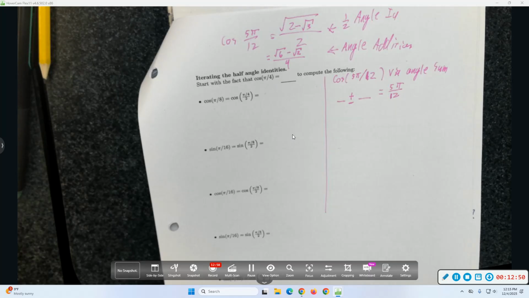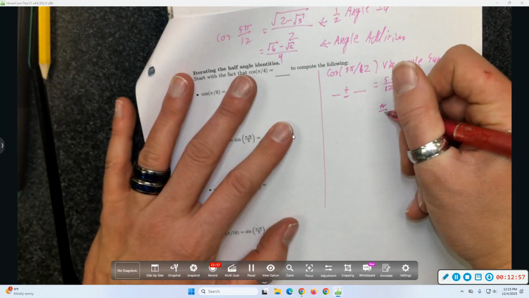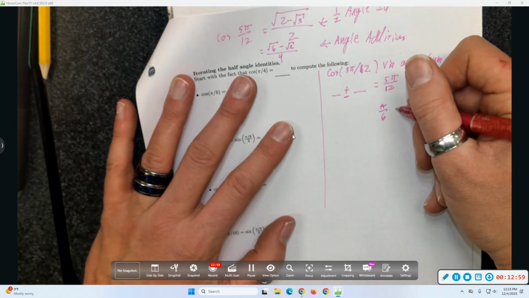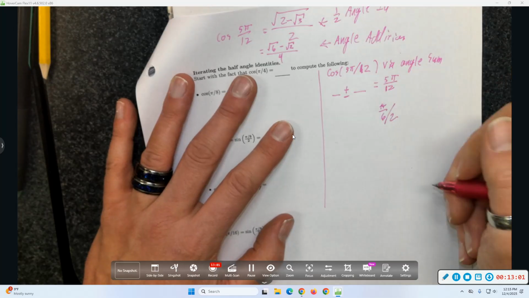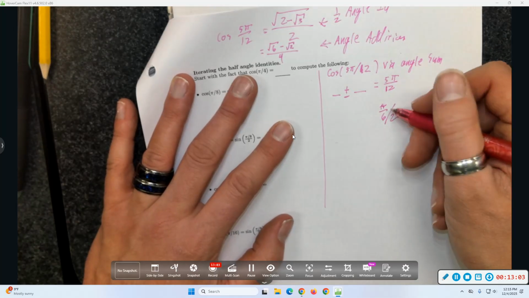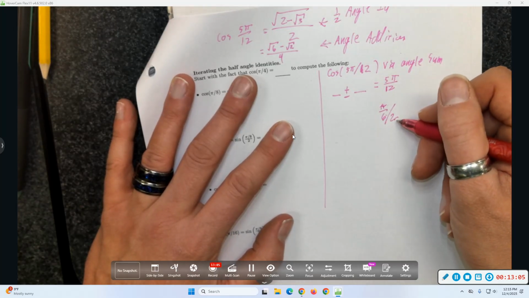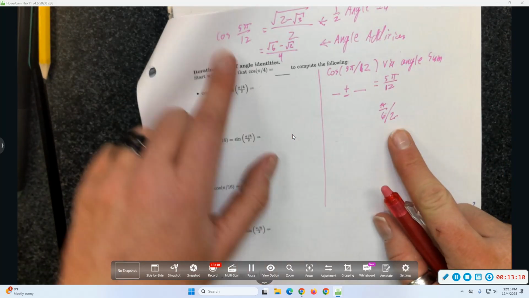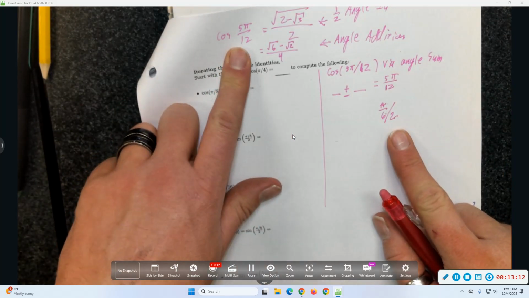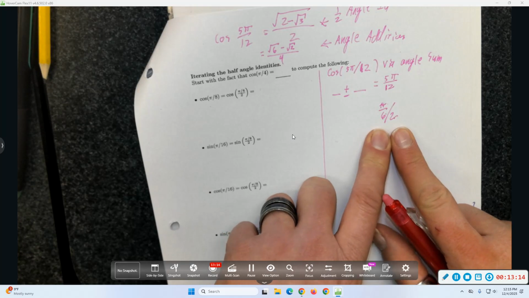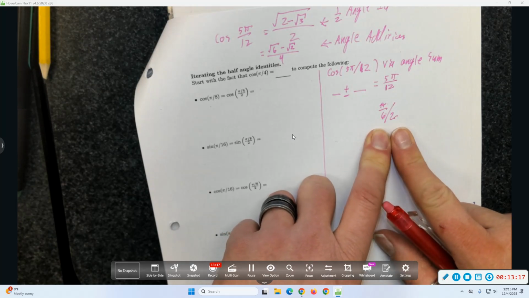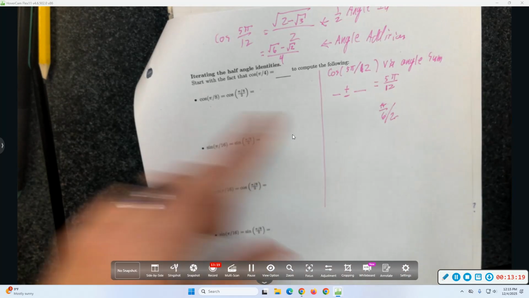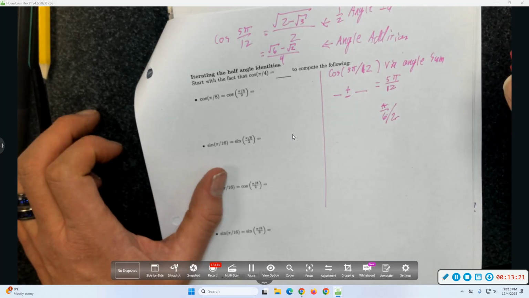Pi over 6 over 2. Ooh, pi over 6. And what else? Or I said pi over 6 over 2, so isn't that half of pi over 12? That will give pi over 12. But I want to do angle addition. We've already done 5 pi over 12 using half angle. I guess you could do pi over 12 using half angles too. Maybe that's worthwhile to do. But I want to stay on this, so I want to find things that add up to that.